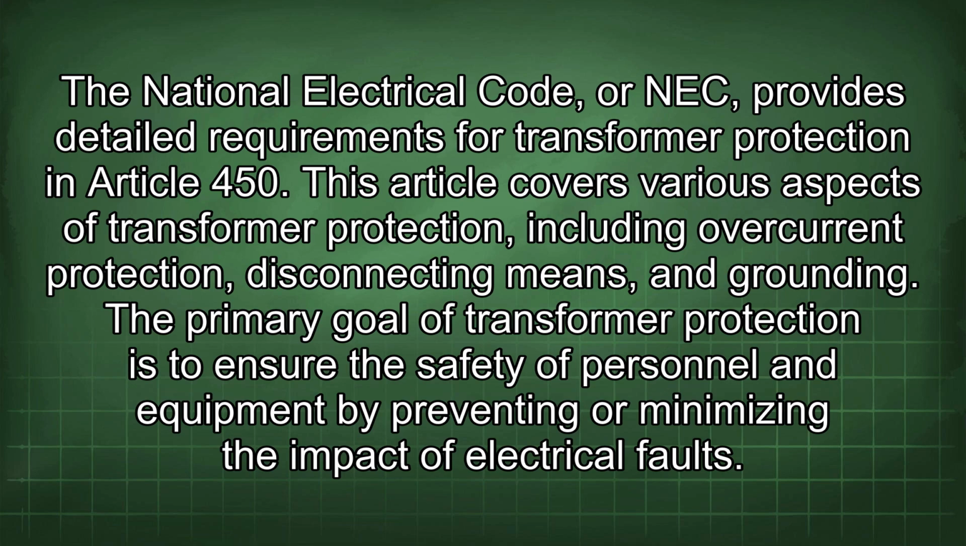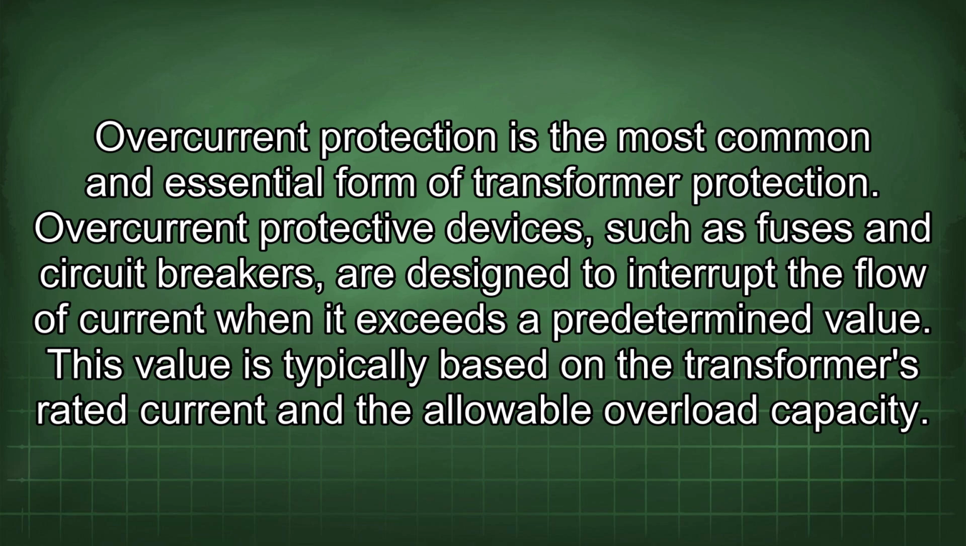The primary goal of transformer protection is to ensure the safety of personnel and equipment by preventing or minimizing the impact of electrical faults. Overcurrent protection is the most common and essential form of transformer protection. Overcurrent protective devices such as fuses and circuit breakers are designed to interrupt the flow of current when it exceeds a predetermined value. This value is typically based on the transformer's rated current and the allowable overload capacity.